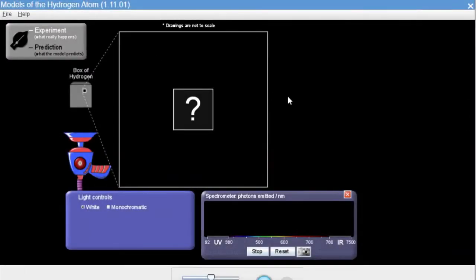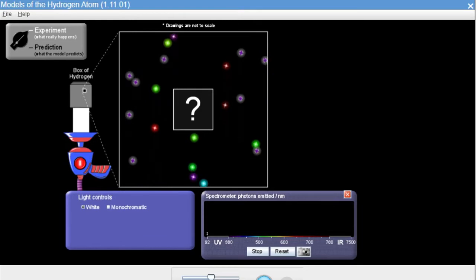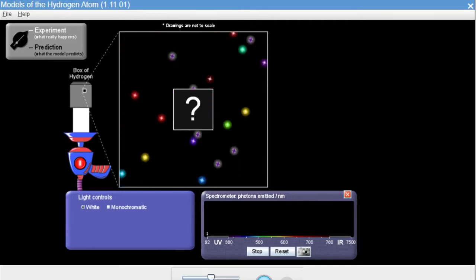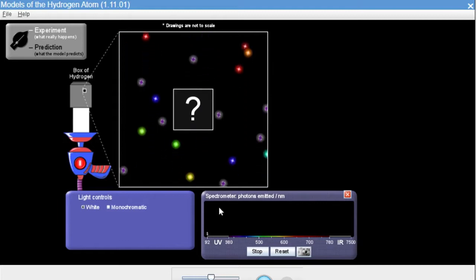Now, this simulation is going to talk about what happens with hydrogen atoms in real life. So you can see this dial is the experiment, what really happens, versus the prediction, what they think hydrogen atoms look like. And so if we shine white light at a hydrogen atom, the white light means that it's light of all colors. And you can see that as most light travels through, some of it gets redirected.